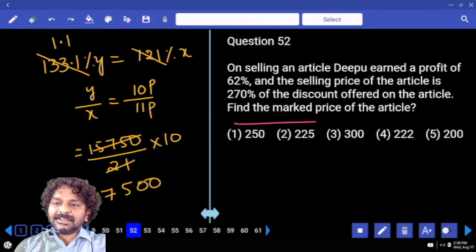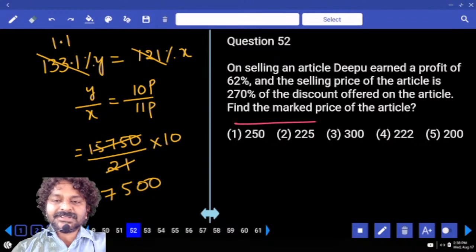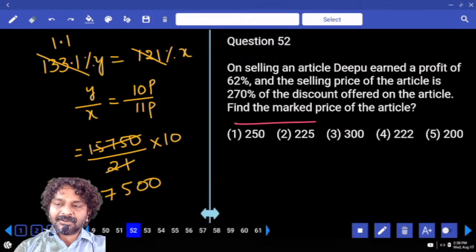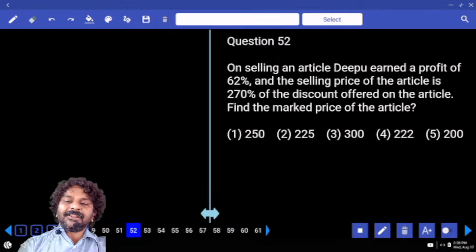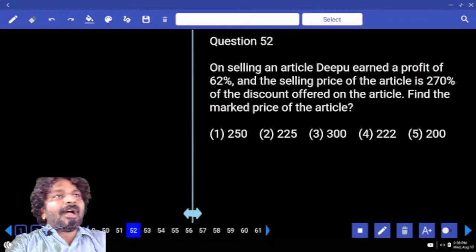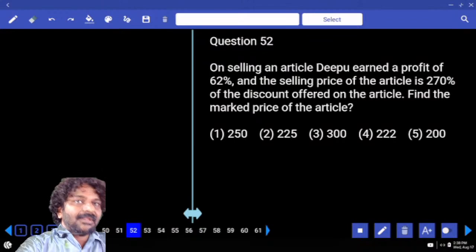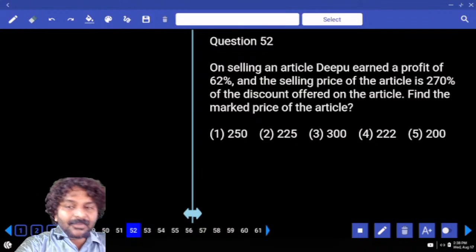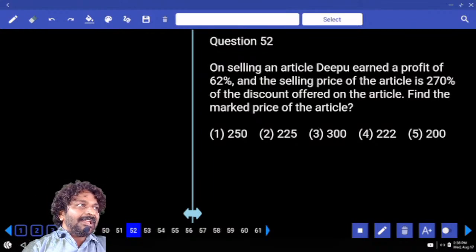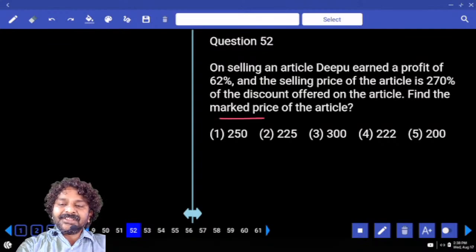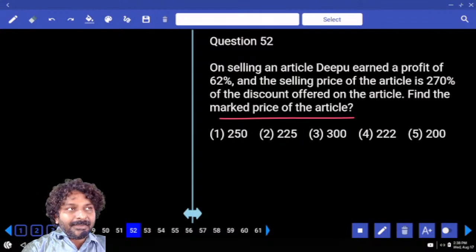On selling an article, Deepu earned a profit of 62%, and the selling price of the article is 270% of the discount offered on the article. Find the market price of the article. After reading the question, do you have any information in terms of rupees? Then can you answer the question in terms of rupees? Come on. The answer cannot be determined in terms of rupees. So the answer for this question should be cannot be determined.